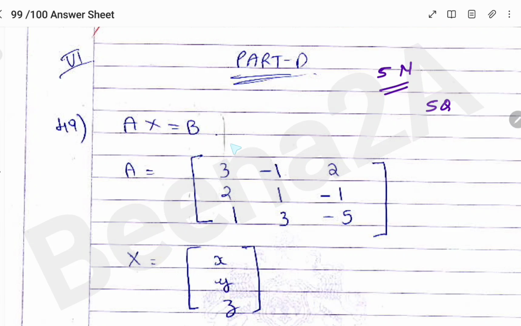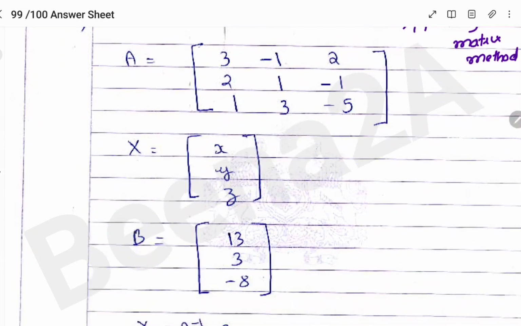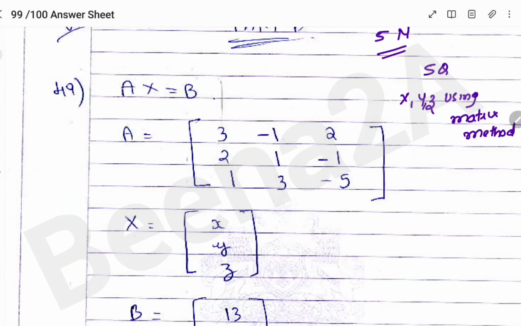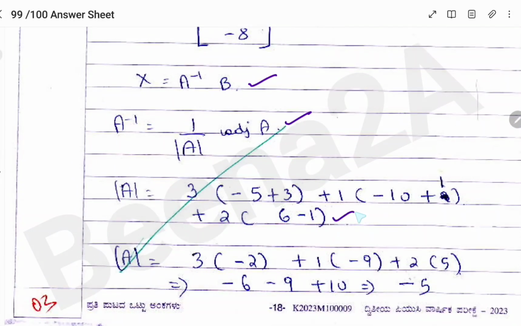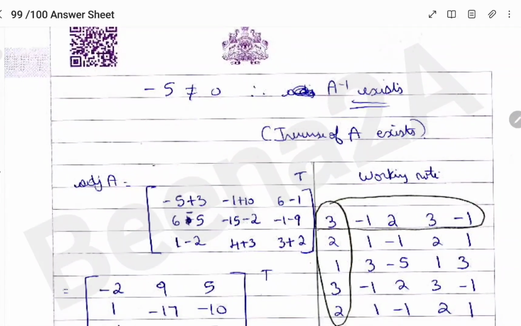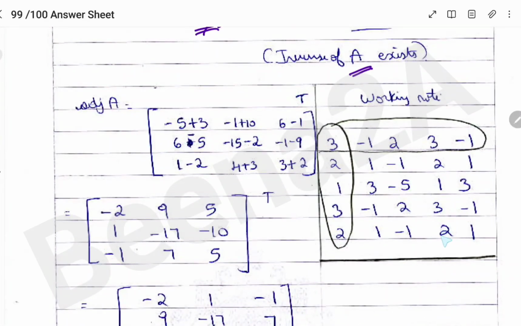So here you have to find x, y and z using the matrix method, right? You have to solve using the matrix method. See, he has put the formula. He's found the determinant. Then he has also told if the inverse of A exists or not, right? If the determinant value is not equal to 0, then that means the inverse of A exists. So he has written that. Then he has found the adjoint of A, neatly done.